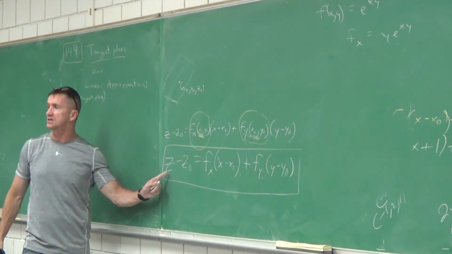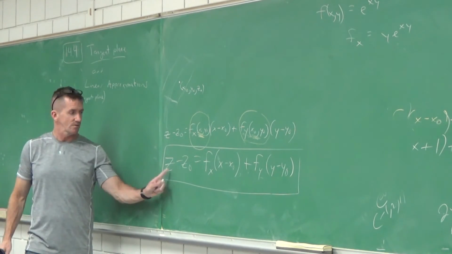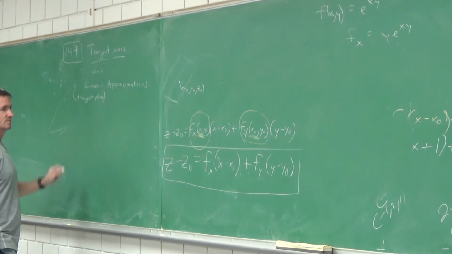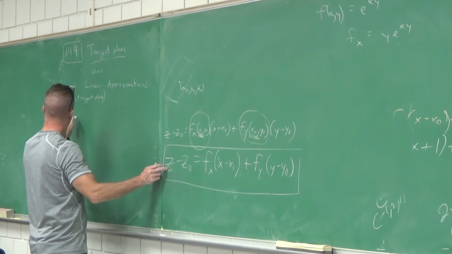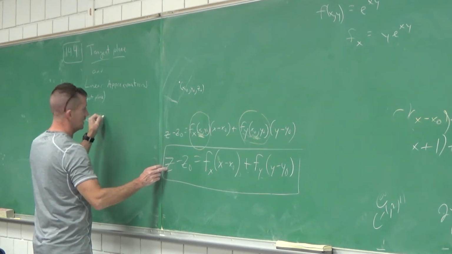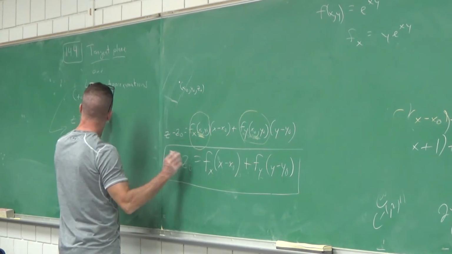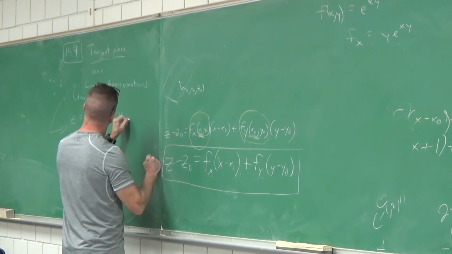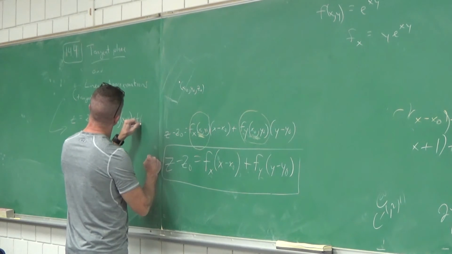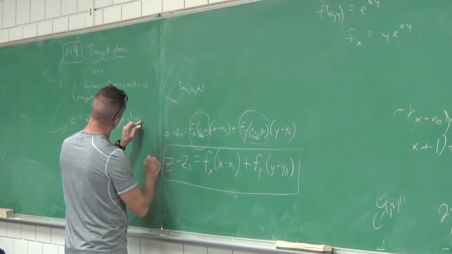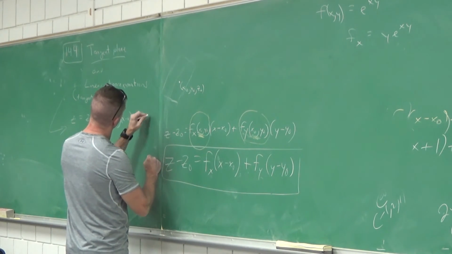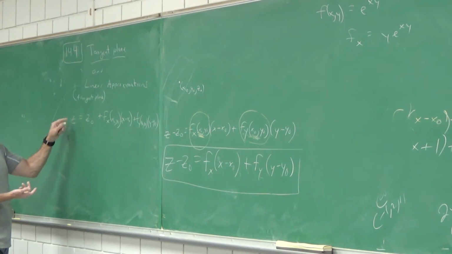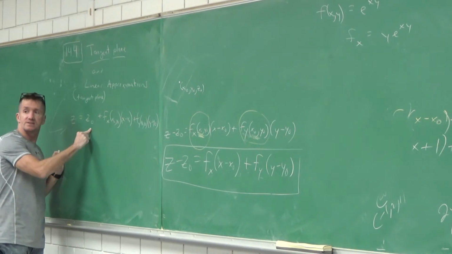I just have to solve for z. That's all. So if I solve for z, what would I get? That would be my equation for the linear approximation. z equals z naught plus the rest of it: f_x evaluated at the point, times x minus x naught, plus f_y evaluated at the point, times y minus y naught. All right, it's the same equation, right? All I did was add a z naught to the other side.